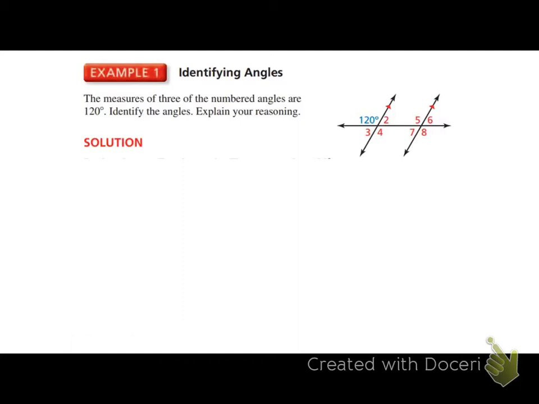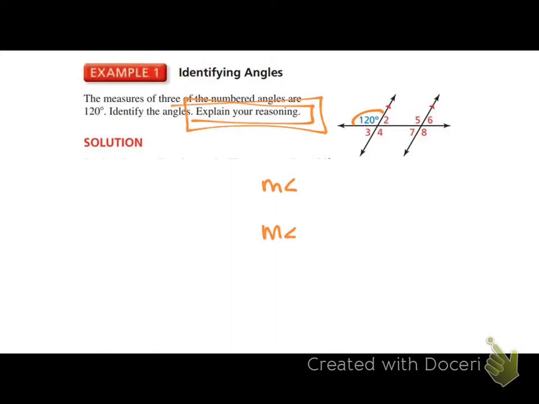So go to page 3. I think that's the next page we're on, right? You'll have a question like this on a quiz or a test. It doesn't take very much. It just says the measures of 3 of the numbered angles are 120. Identify the angles and explain your reasoning. So, 3 of these angles are 120 degrees. We need to decide which ones are, and then explain your reasoning.